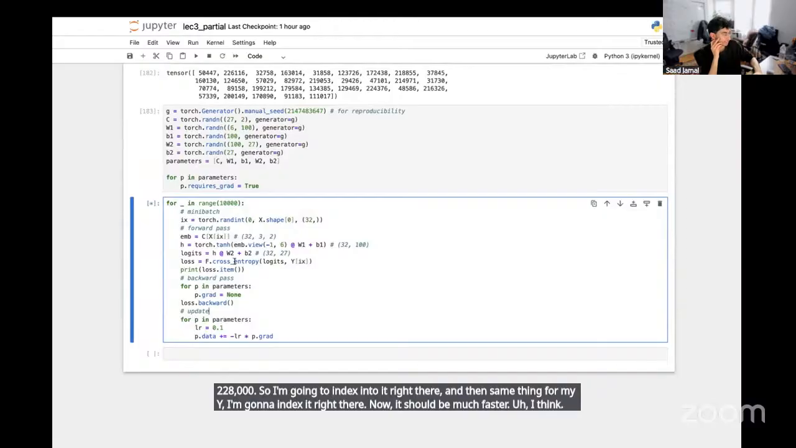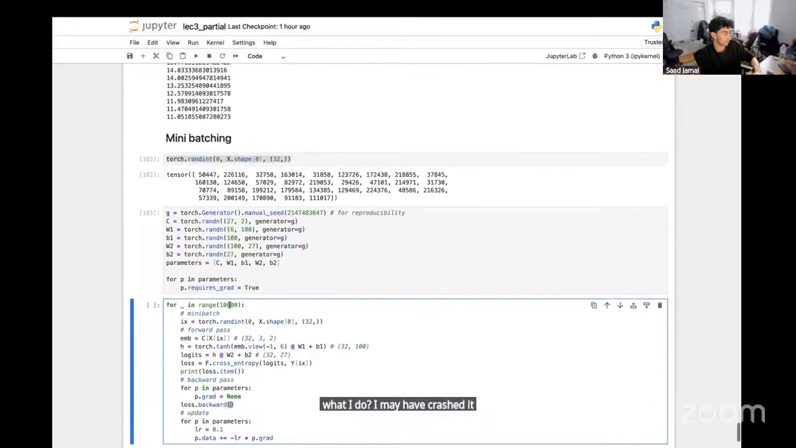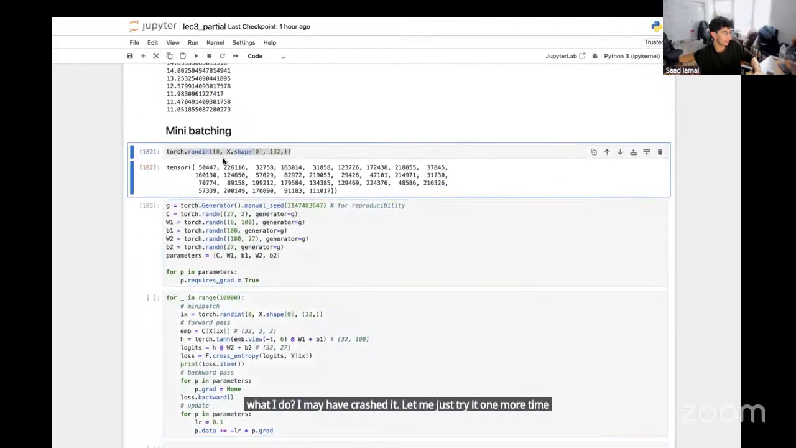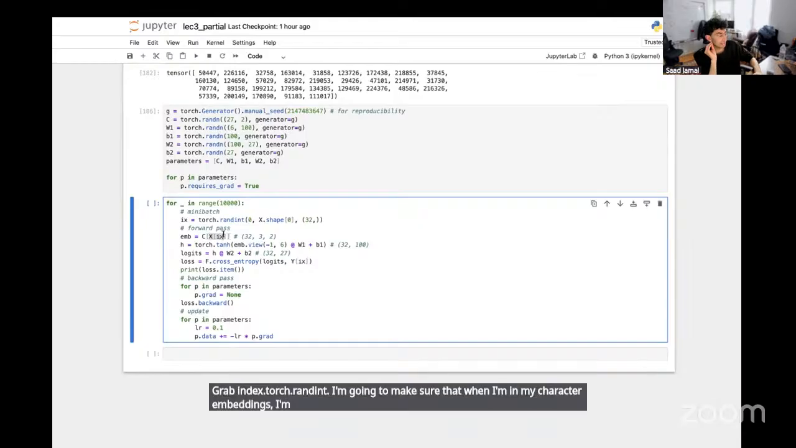I think. What did I do? I may have crashed it. Let me just try it one more time. So grab this, grab index.torch.randint. I'm going to make sure that when I'm in my character embeddings, I'm only grabbing the indexes that I think are necessary, right? 32 random indices. And then I also need to make sure that when I'm comparing with my final result, I'm only comparing to those actual final results. Okay, cool.